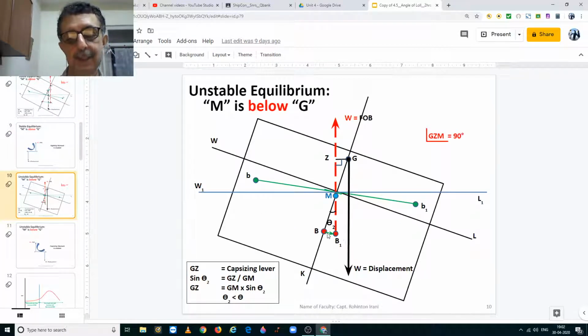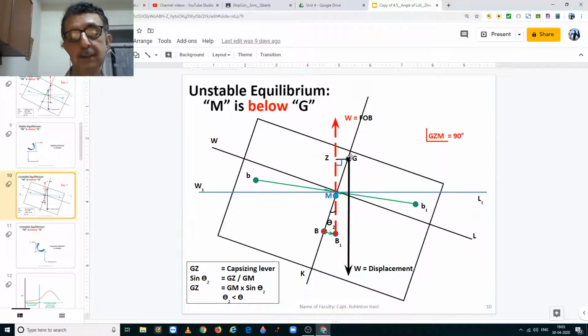Now, in this case, the center of buoyancy has moved from here and it has come to this location, that is, it has come closer to the original location of the center of buoyancy, and it has passed the vertical, that is the displacement that is acting vertically down from the center of gravity. So what happens now in this case is a capsizing lever has been generated, and this tends to bring the ship back to her angle of Loll condition.